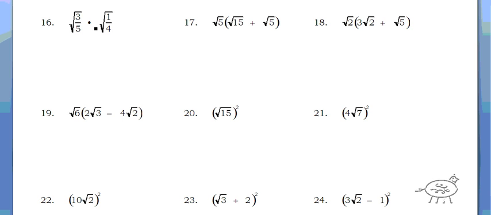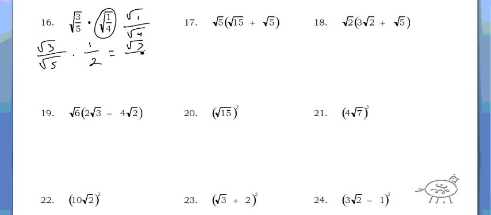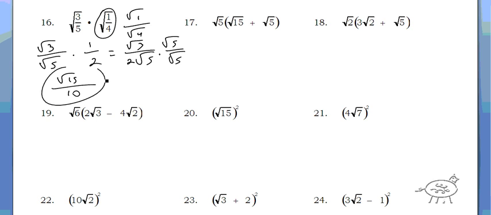I could multiply these together, but I'm going to simplify this here. So it's square root of 3 over square root of 5, square root of 1 over square root of 4. Isn't that just 1/2? So I multiply these together, square root of 3 over 2 root 5. And then I rationalize square root of 5 over square root of 5. So I get square root of 15 over 10. And that's your answer.